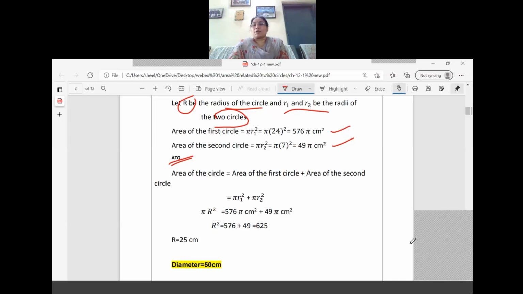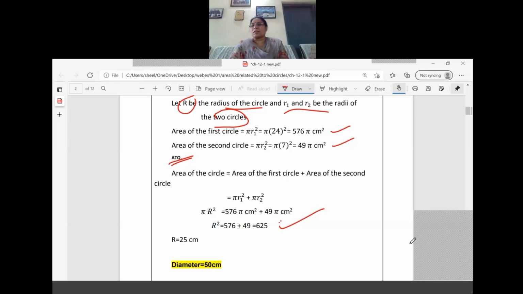So pi is common, you can see. Therefore, what is remaining after the cancellation? R square equals 576 plus 49, which is equal to 625. Now it is R square only. What we have to calculate from that? Radius. Radius equals what? 25 centimeter.